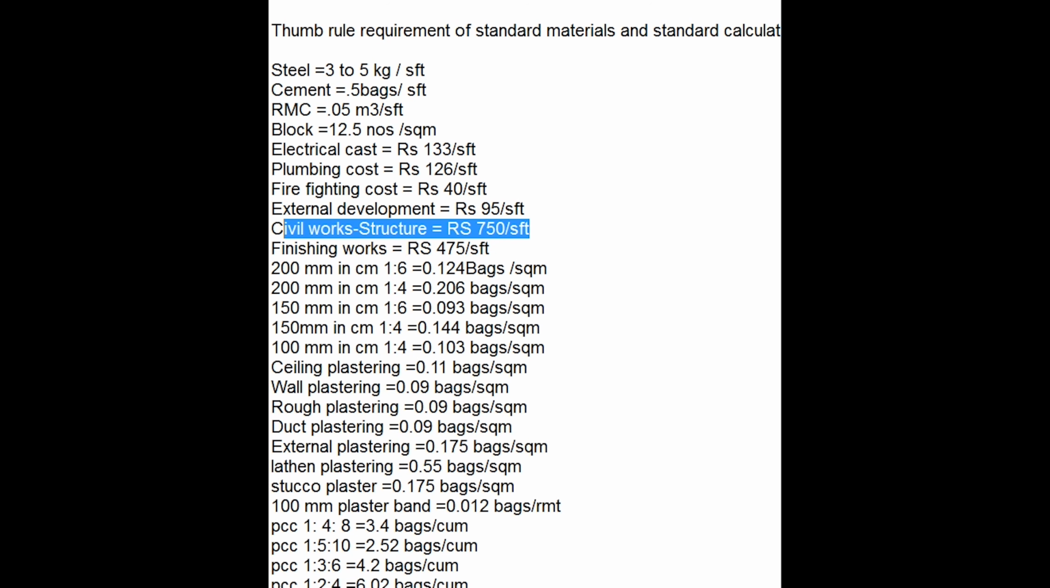Similarly for finishing works, for plastering and painting and normal finishing works, it will go for 75 rupees per square feet.